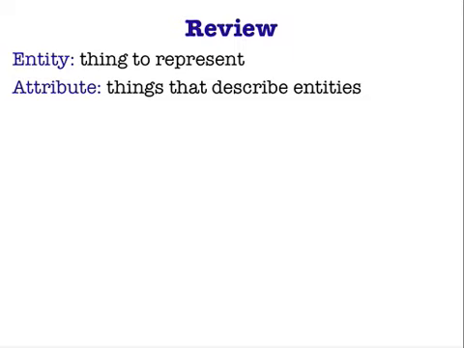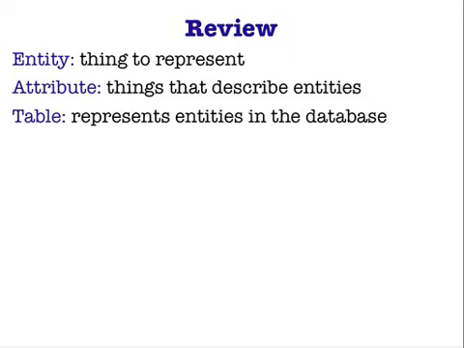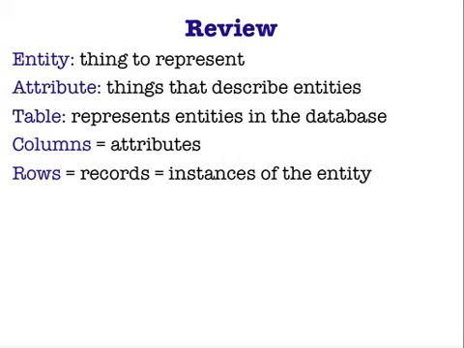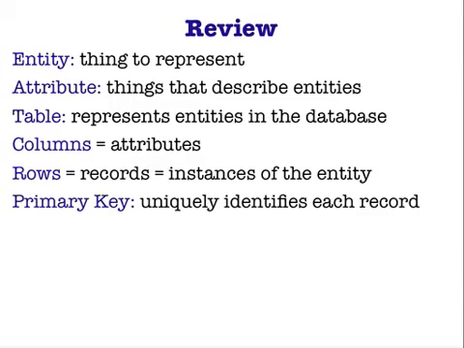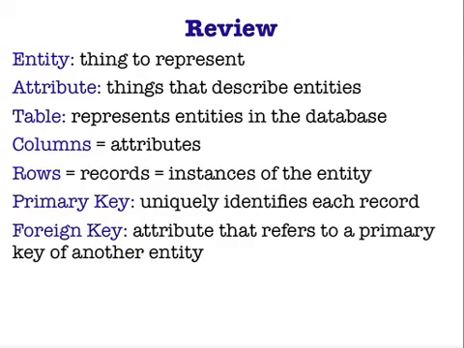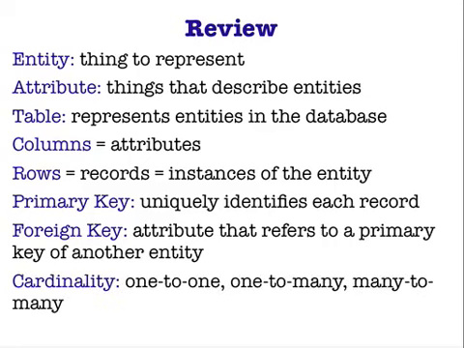Let's review some of the terms and concepts we covered in this video. An entity is a thing that we want to represent in a database. Attributes are things that describe an entity. Each entity is represented in a database as a table. The columns of the table are the attributes, and the rows of the table are the individual instances of that entity. A primary key is needed to uniquely identify each row of a table, and a foreign key is an attribute of one entity that refers to a primary key of another entity. Finally, the cardinality of a relationship may be 1 to 1, 1 to many, or many to many.